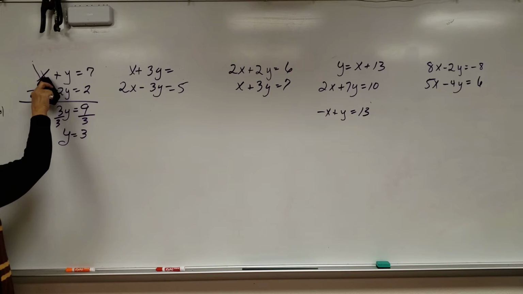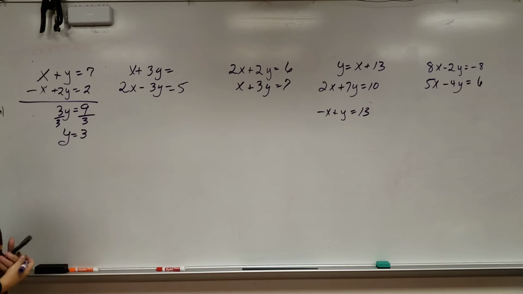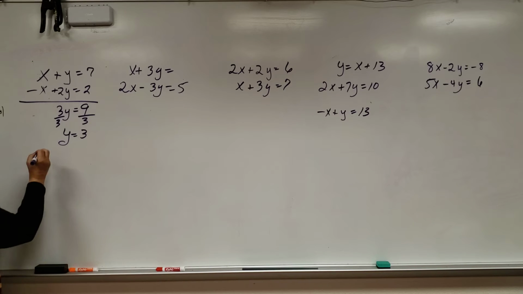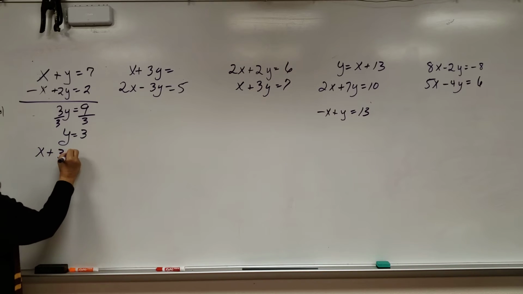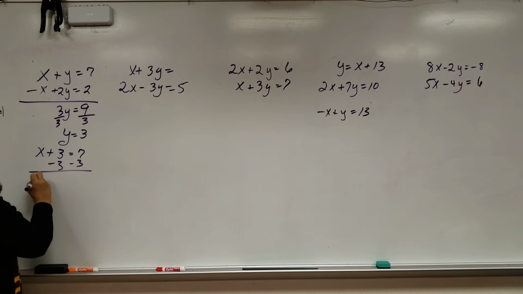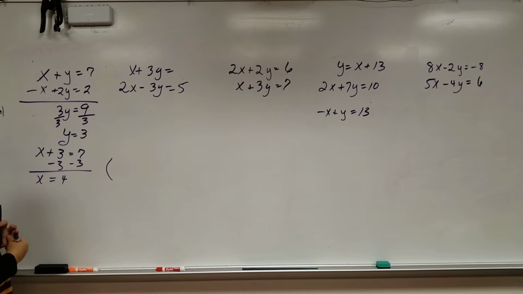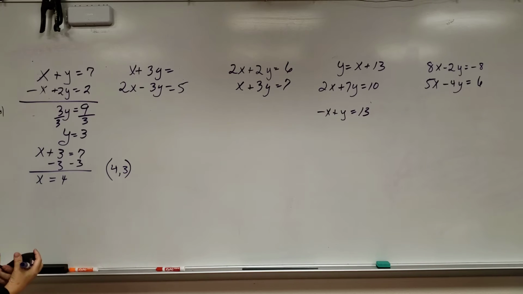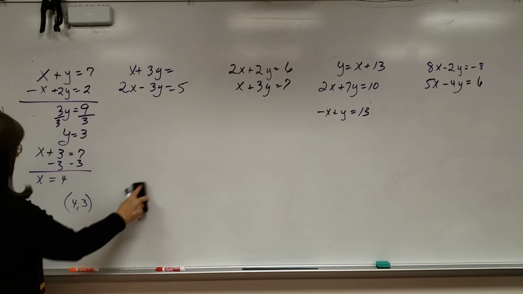Now we are going to replace the y with 3. Either equation, it doesn't make a difference. I like using positive numbers, so I'm going to rewrite x plus 3 for y equals 7. Subtracting 3 on both sides, we end up with x equals 4. So the solution to this system of equations is 4, 3. I'm going to write 4, 3 down here so it doesn't get mixed up with my next problem.